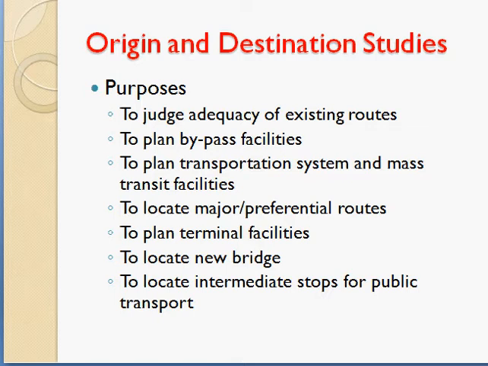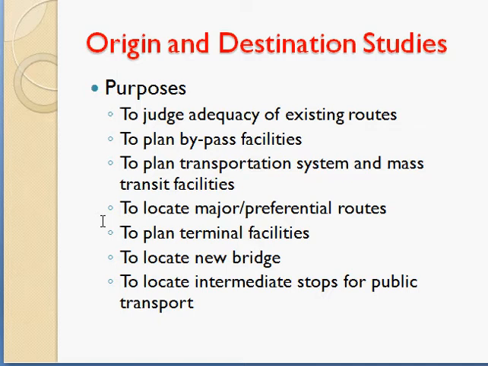we will decide based on one of the studies that decides whether it is necessary to provide such huge facilities, which is the origin and destination study. Next is to locate major or preferential routes. It can also be used for identifying the routes where you have to provide a bypass facility, etc. Then, to plan terminal facilities like bus terminals, you can use these origin and destination studies.